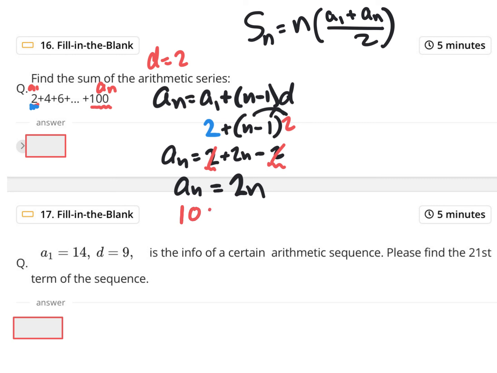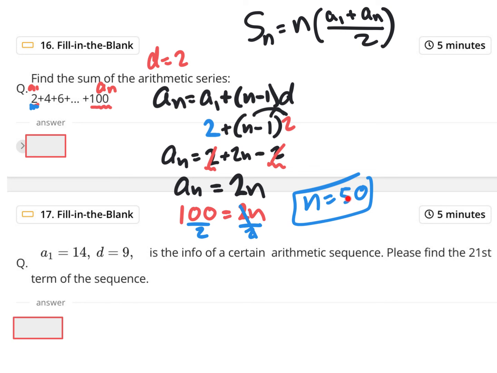So if we plug in what we know, we'll be able to find out what we don't know. A sub n is 100, and if you have it equal to 2n, and you simply divide by 2 and divide by 2, you'll know that n equals 50. What does that mean? That there are 50 numbers in this list from 2 to 100. This is not an infinite series, it's a finite series. From 2 to 100, there's 50 numbers. How did I figure that out? By plugging everything in that I know to find out what I don't know.